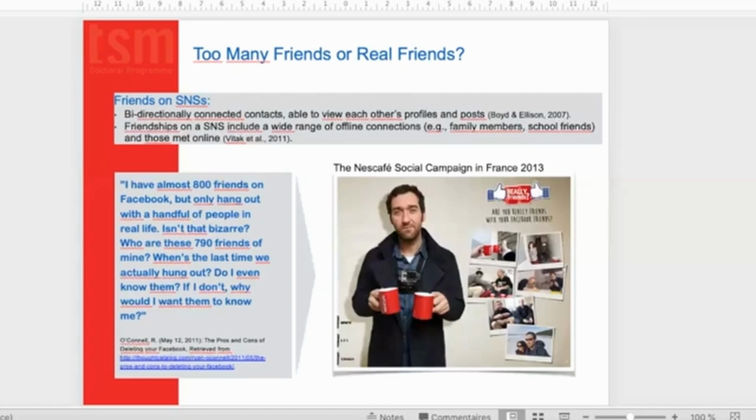And most of them, you can see in the statement: I have almost 800 friends on Facebook, but only hang out with a handful of them in real life. Isn't that bizarre? Who are these 790 friends of mine? When's the last time we actually hung out? Do I even know them? If I don't, why would I want them to know me? So that's actually the problem of social media. So again, an example of the relevance of our topic.